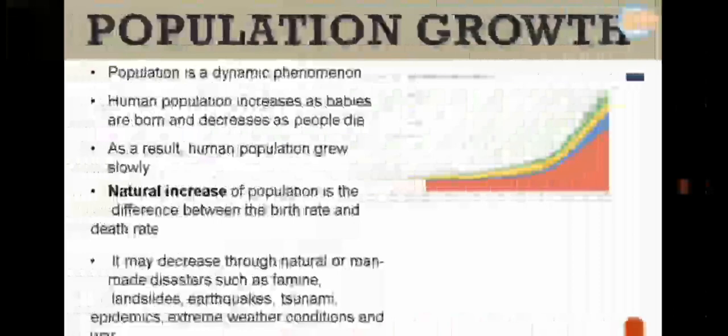Growth of population. It is easy to add but difficult to maintain. Population is a dynamic phenomenon where the number, distribution, and composition are constantly changing. As a result, human population grew slowly. About the time of the industrial revolution, it began to increase rapidly. Natural increase of population is the difference between the birth rate and death rate.